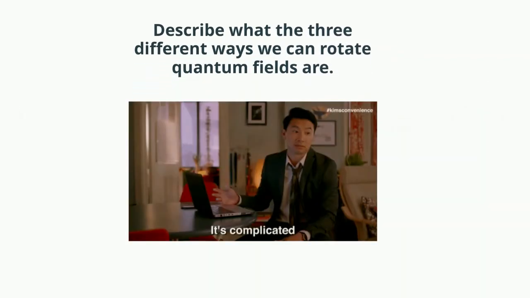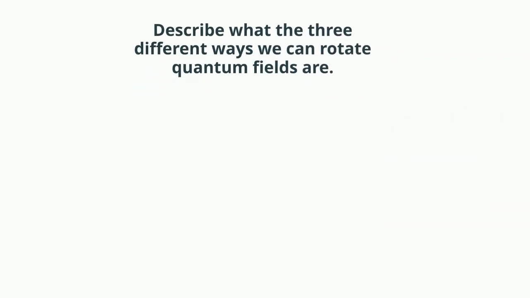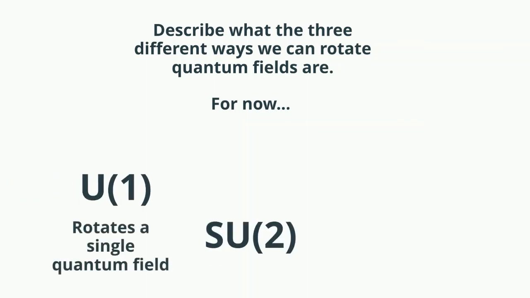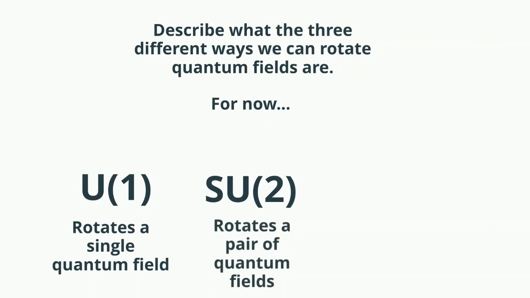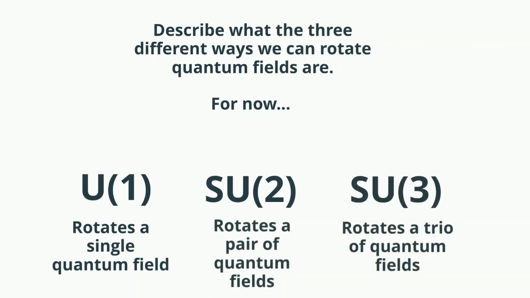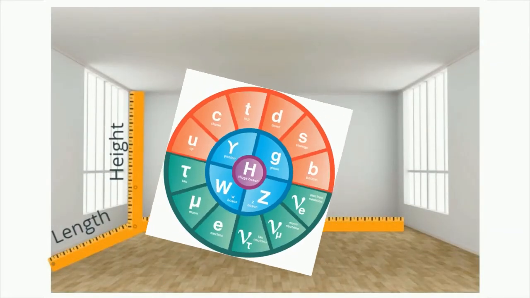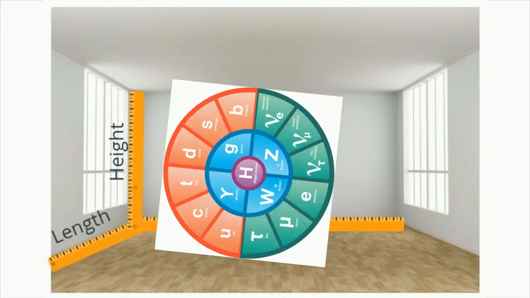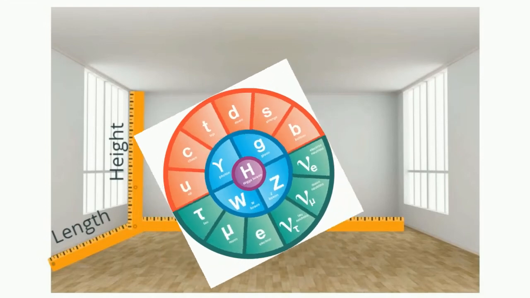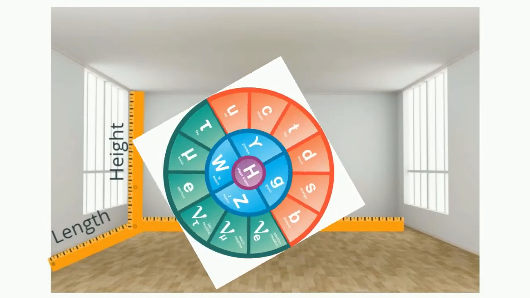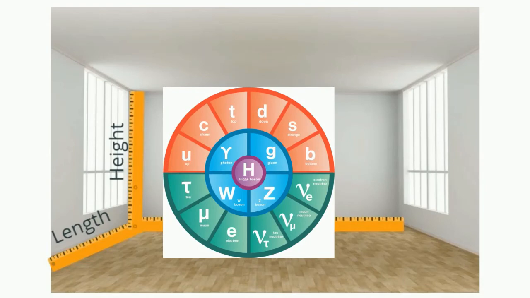That turns out to be a slightly more complicated question. For the time being, it'll suffice to think about these different rotations in terms of the number of quantum fields that they rotate. U1 rotates a single quantum field, SU2 rotates a pair of quantum fields, and SU3 rotates a trio of quantum fields. So, there we have it. The dimensions of the standard model are, in some sense, no more complicated than the fact that we can rotate a circle and not change the way that it looks.